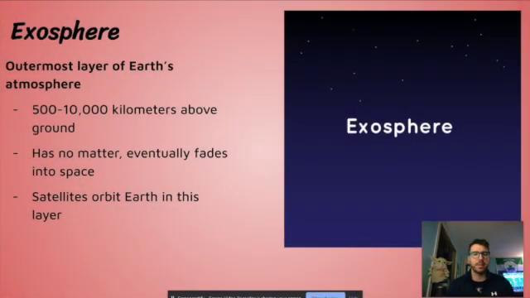All right, and finally, we have the exosphere. The exosphere is the outermost layer of Earth's atmosphere. This layer ranges from 500 to 10,000 kilometers above the ground, so a huge range here. It has no matter, and eventually the exosphere just turns into space. Basically, the exosphere is almost space, and this is the layer of Earth's atmosphere in which satellites orbit around the Earth.